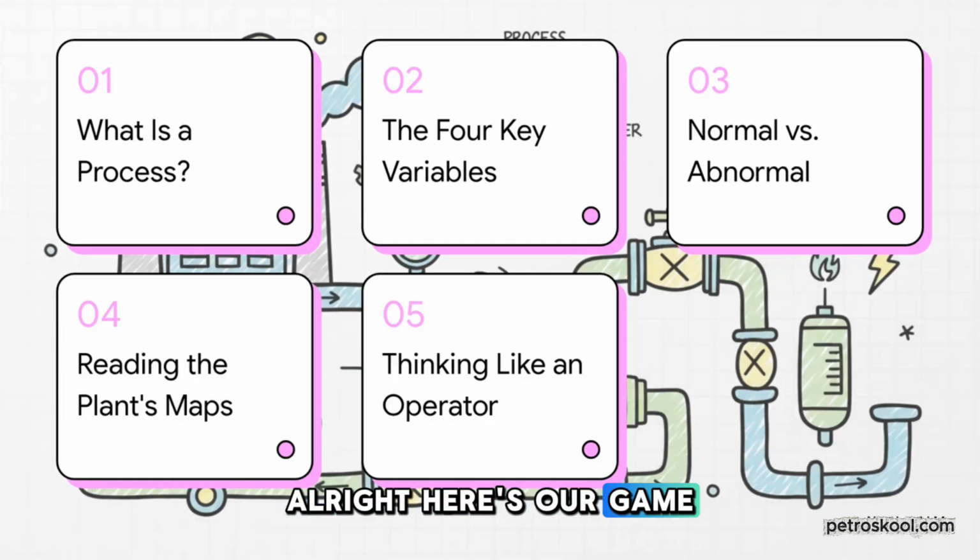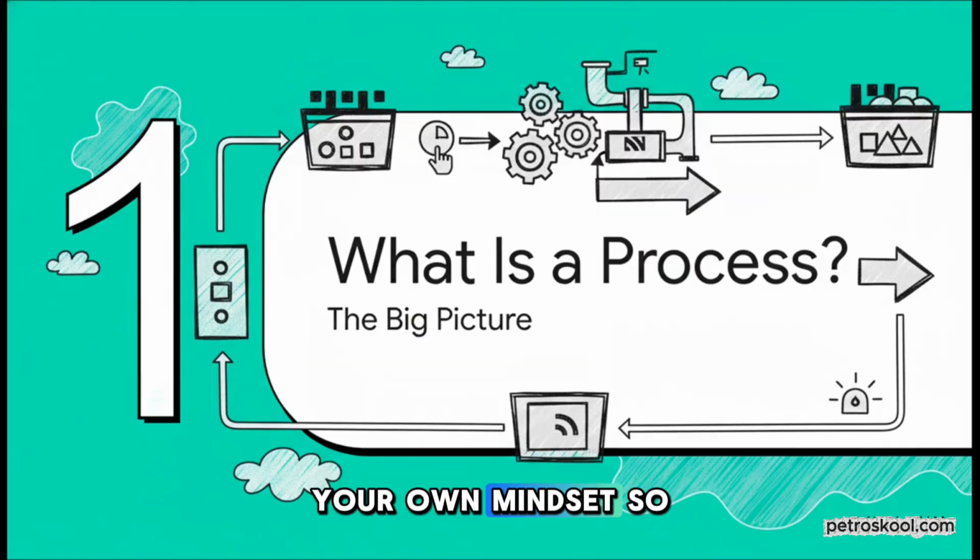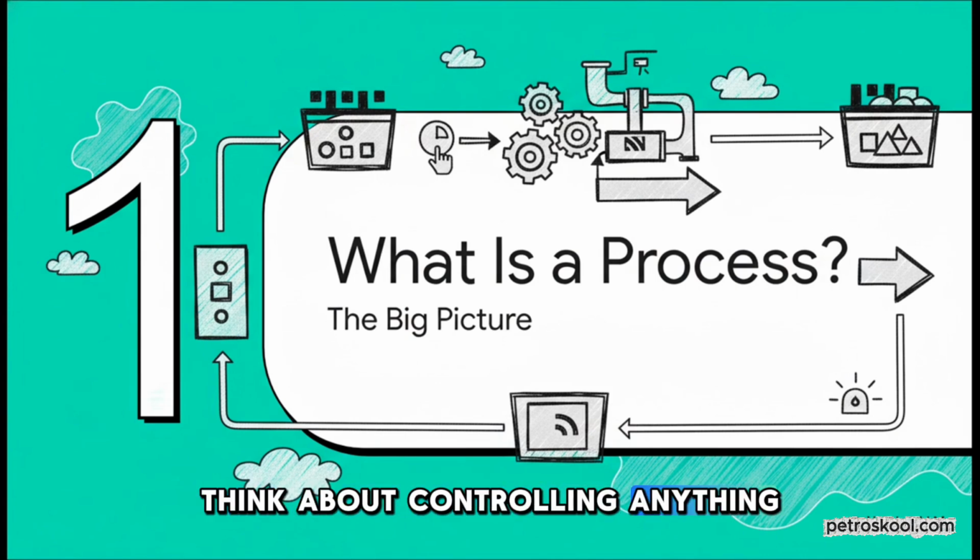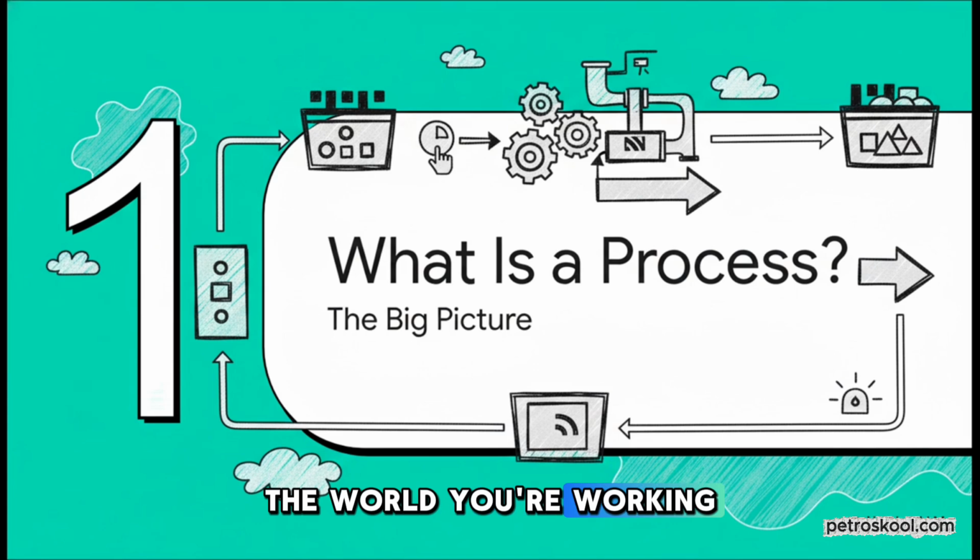All right, here's our game plan. First, we'll nail down what a process even is. Then we'll get into the 4 key variables that you are going to live and breathe every single day. After that, we'll learn how to spot the crucial difference between things running smoothly and a problem that's just starting. We'll also get you familiar with the plant's maps, and then we'll wrap up with the most powerful tool you have, your own mindset. So first things first, before you can even think about controlling anything, you've got to understand the world you're working in.